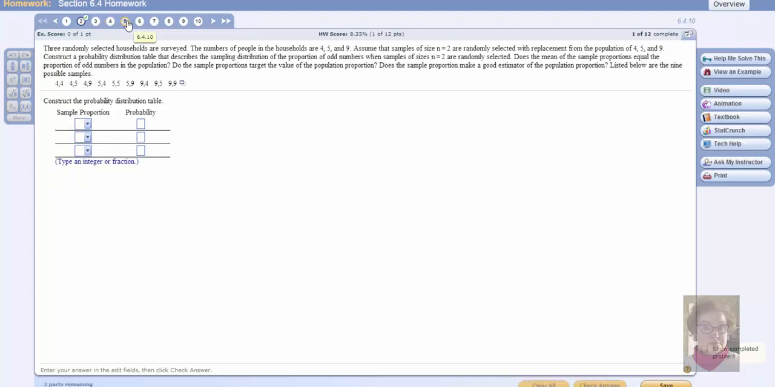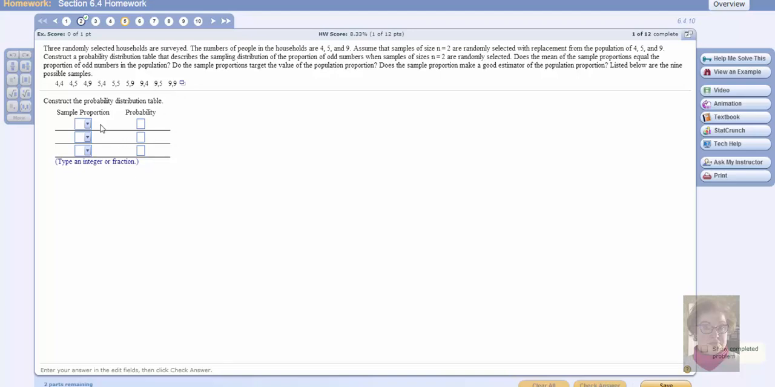Number 5, you are going to do sample proportions. Target the value of the population proportion. Construct a probability distribution that describes the sampling distribution of odd numbers when the samples are n = 2. So what can we have? Here we have 0 odd numbers. We have 1, 1, 1, 2, 2, 1, 2, 2.